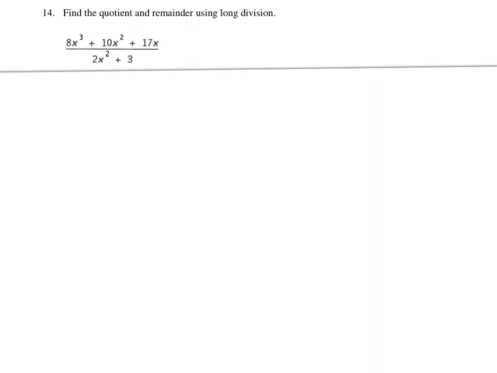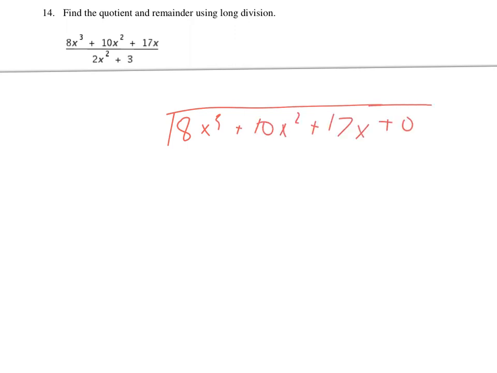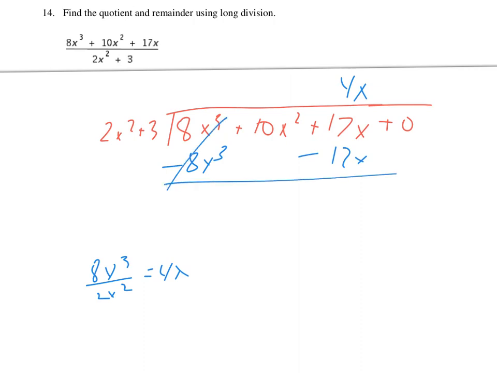So we'll go ahead and put the 8x to the third plus 10x squared plus 17x right there. I'm going to go ahead and put plus 0, and I'll put 2x squared plus 3 out there. So we start off with first thing inside divided by first thing outside. So that'll be 4x. We're going to multiply that by the front, so that'll be 8x to the third, and then 12x right there. We have to change those signs, so when we add down, we get 10x squared plus 5x plus 0.